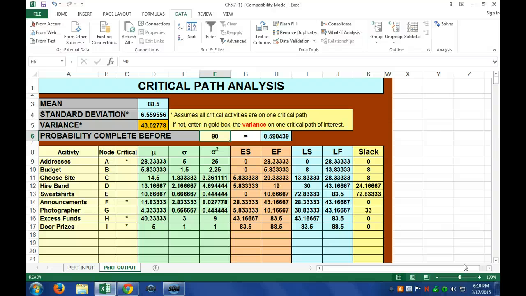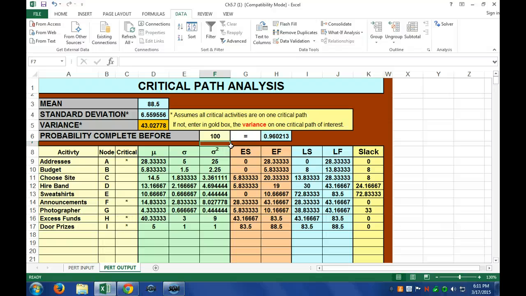If I wanted to know other things, okay, what's the odds that it takes less than 100 days? Well, I'd put in 100, and it tells me 96%, right? So 100 is here. The odds that it gets done in 100 days and under is 96%.